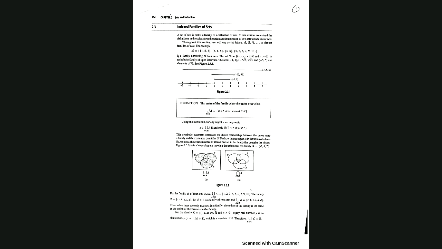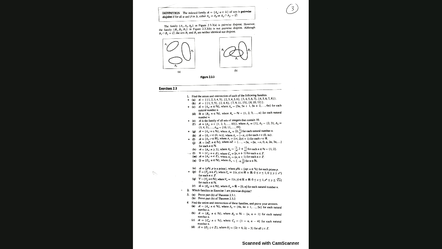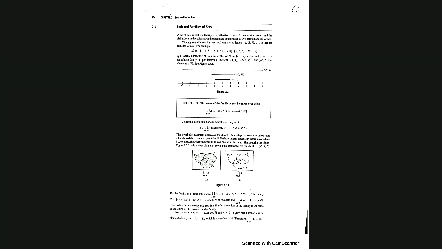But we're talking section 2.3, which is on indexed families of sets. Basically, a family of sets is a set of sets, called a family or a collection of sets. We're going to extend the definitions of union and intersection to families of sets as opposed to just two sets.